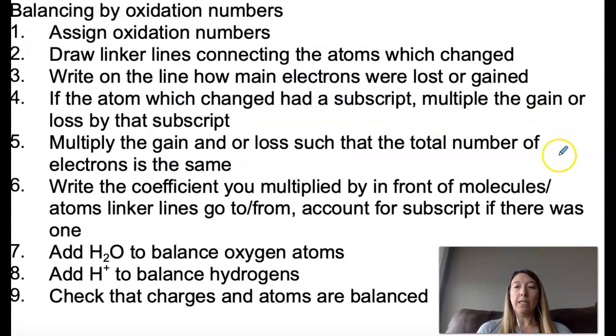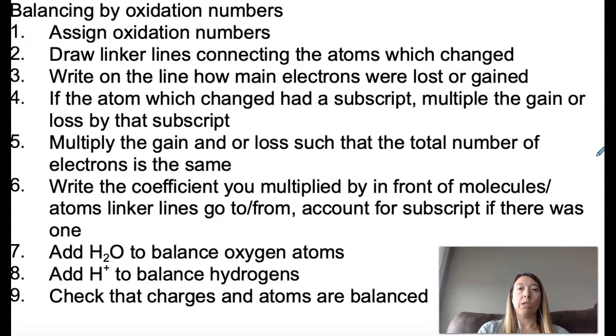All right, so let's look at balancing by oxidation numbers. We have rules, or steps, I should say, that we need to follow when balancing by oxidation numbers. You're going to find they're always going to give you a skeleton or a base frame to start from, okay? From that, you're going to start by assigning oxidation numbers to every single atom that you have.